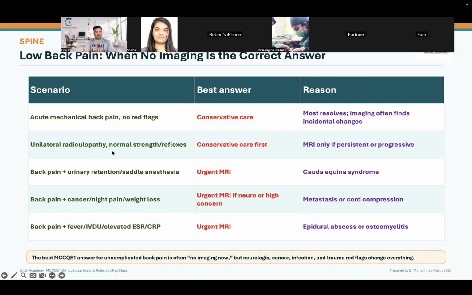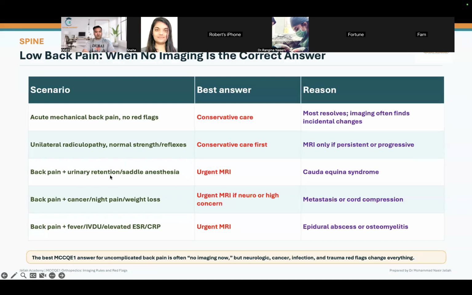So unilateral radiculopathy, normal strength and reflexes. Do I have to do the X-ray? No. Why? Because I don't have neurological findings. I don't have the red flags. I don't have the pathological finding. MRI only if persistent or progressive.